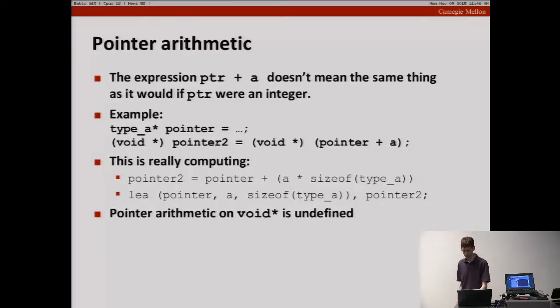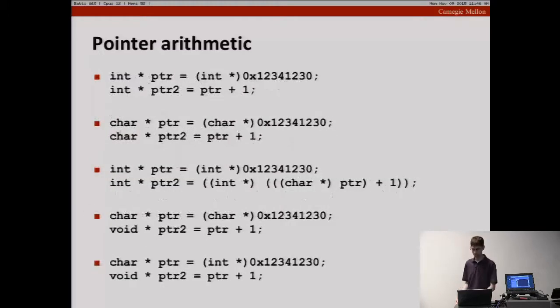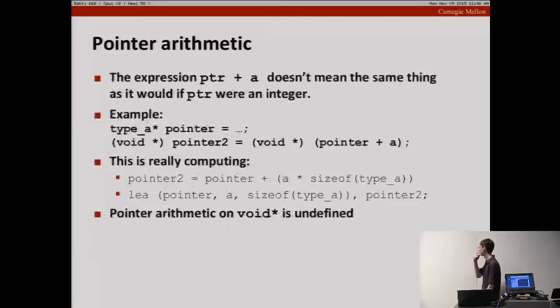It's undefined behavior. The intuition behind that is, you're adding the size of the type. So with a character pointer, you're adding size of character, and with an int pointer, size of int. What's the size of void? There really is no clear answer of what the size of a void should be.